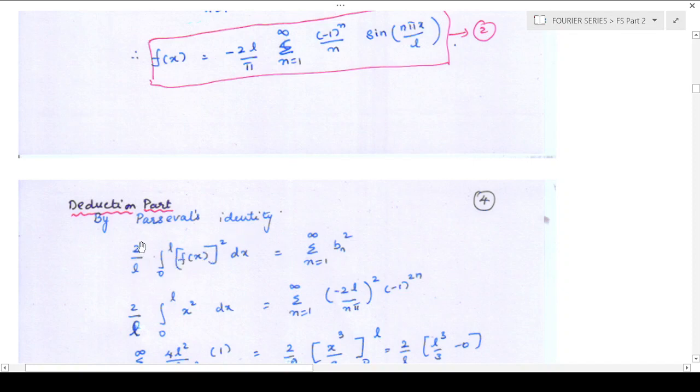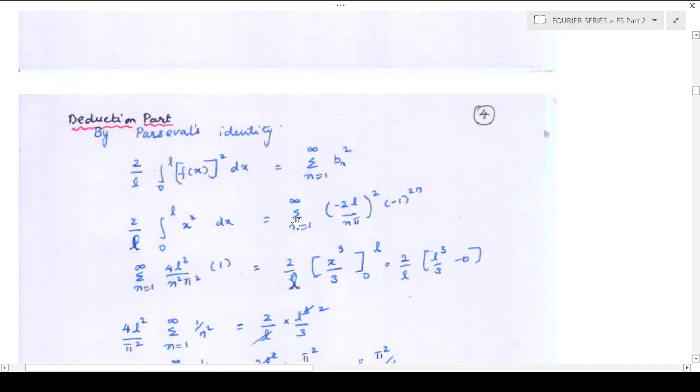Full range series. Now to write the Parseval's identity, 2 by L integral 0 to L f of x the whole square dx equal to summation n equal to 1 to infinity bn square. Square bn and write here, right? Substitute f of x and square it. You'll be getting x square here. Now minus 1 whole power 2n. Minus 1 whole power any even number is plus 1.